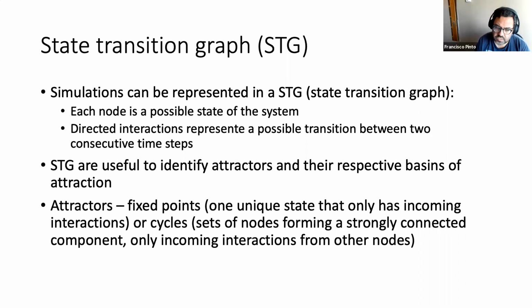But you can also have a different type of attractor that we call cycles, that are sets of nodes that form a strongly connected component. We'll see in a minute what a strongly connected component is. But you can imagine that you have a set of nodes that are interconnected between them, so you can have paths occurring within those nodes. But outside of that set, there are no outgoing arrows, only ingoing arrows. So trajectories can reach that cycle, but then they keep cycling between those states forever. So that's another kind of attractor, called a cycle.